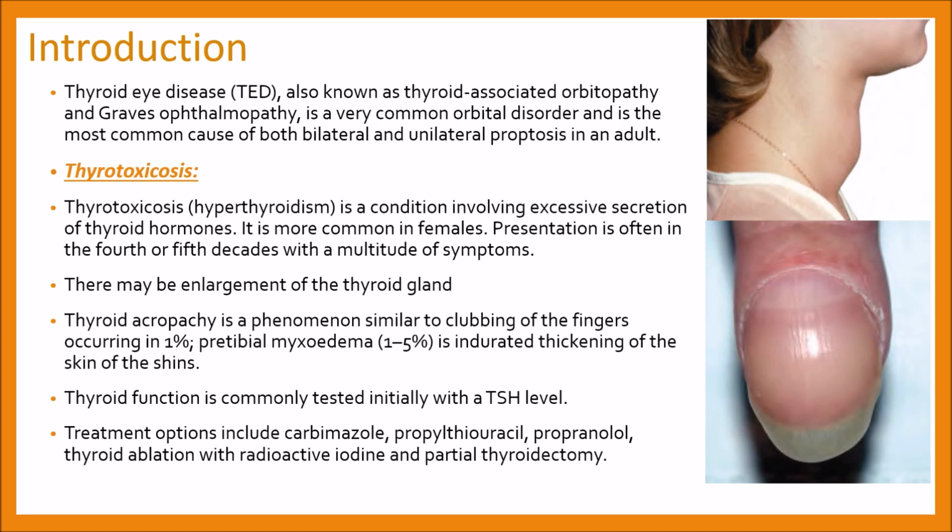Thyroid functions are commonly tested initially with a TSH level. If this is low or normal but thyroid disease is still suspected, a range of additional investigations can be carried out. Treatment options include carbimazole, propylthiouracil, propranolol, thyroid ablation with radioactive iodine, and partial thyroidectomy.